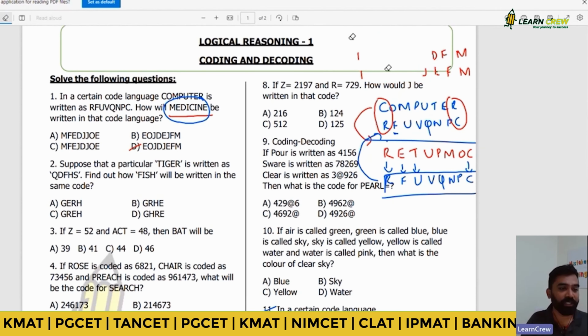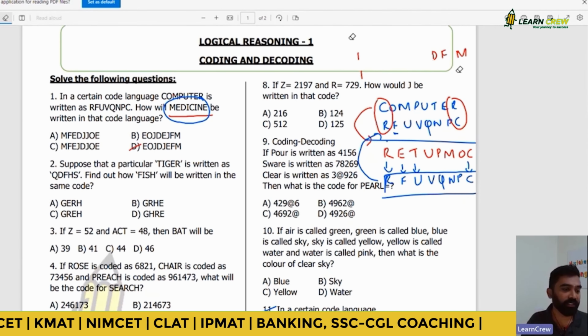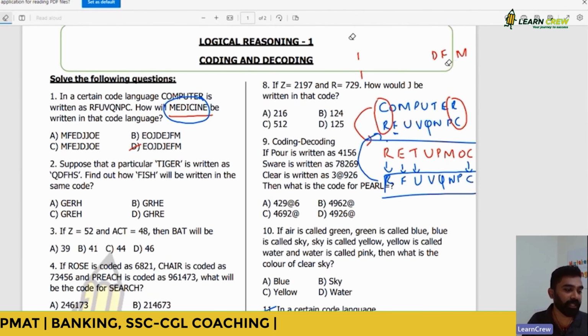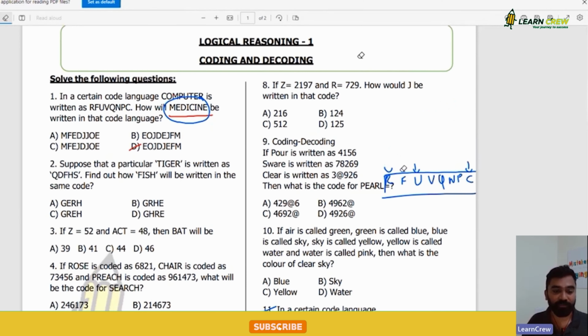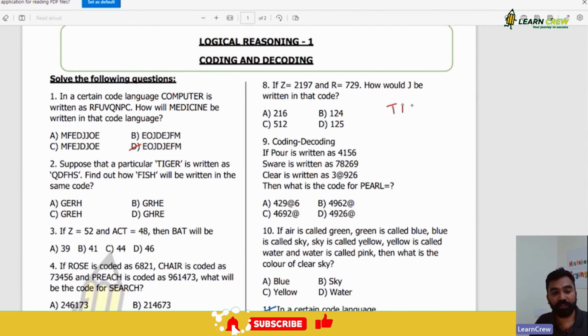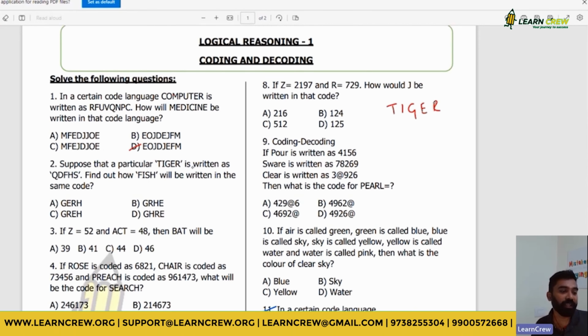Second one, give a try. Suppose that a particular tiger is written as QDFHS. Find out how fish will be written in the same code. I have explained how to analyze the question. Analyze it, understand it, start solving it. First step, write down the given alphabet. You will be having rough sheets. Don't worry. Next, what have they done?